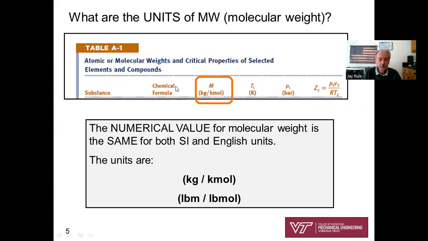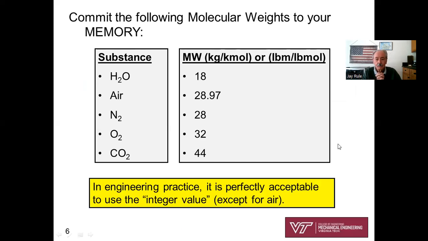Looking a little closer at molecular weights, what are the units of a molecular weight? In SI, kilograms mass per kilomole. In English, pounds mass per pound mole. Simple as that. I'm not going to go any further because I hope you mastered these things in either high school chemistry or college chemistry. I want to suggest that you commit this little list of molecular weights to your own memory. I hope that you know them already. If not, do a little memory refreshing on your own.